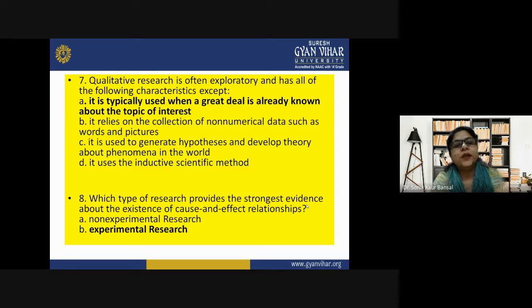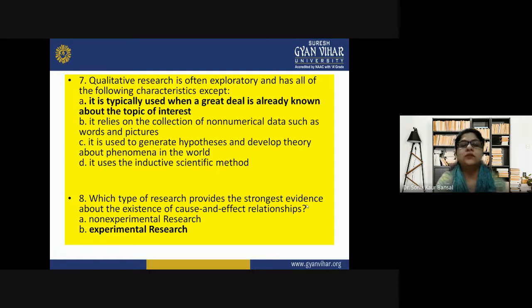Question 7 deals with qualitative research, which is often exploratory. That means it is finding something, and has all of the following characteristics, except: A. It is typically used when a great deal is already known about the topic of interest. B. It relies on the collection of non-numerical data such as words and pictures. C. It is used to generate hypotheses and develop theory about phenomena in the world. D. It uses inductive scientific method.